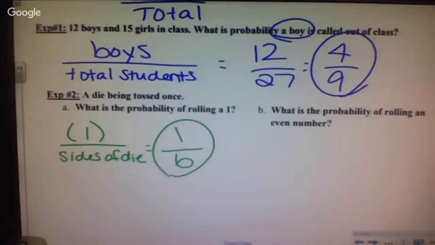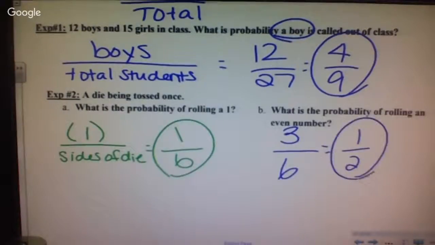Okay. When I scooch on over to part B, I'm still talking a die. So guess what? My total's still 6. But now in the top, I want an even number. What numbers are even on a die? 2, 4, and 6. So that means I have 3, which reduces to 1/2. Questions? Okay.